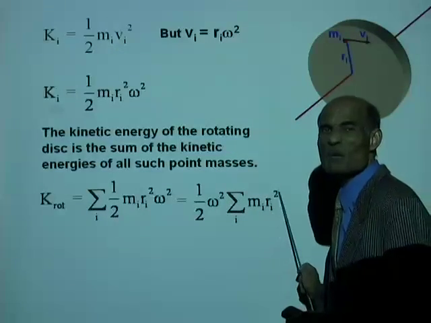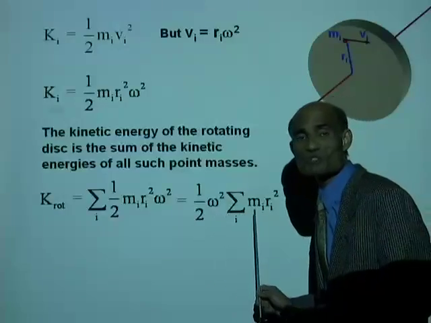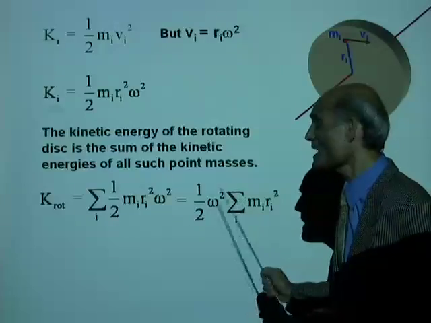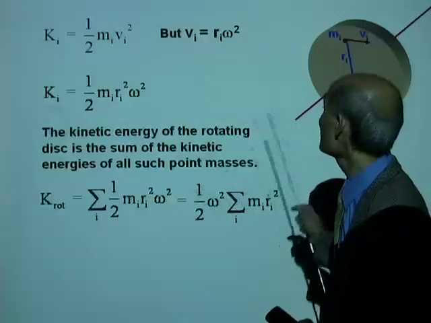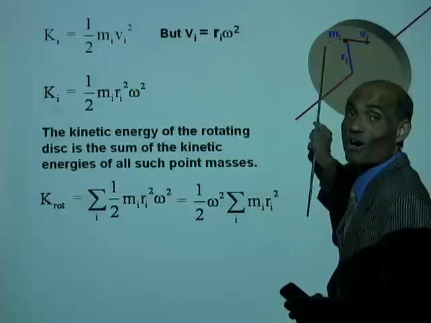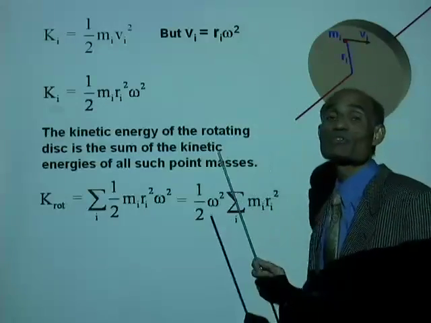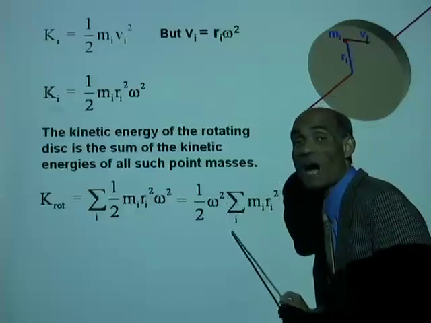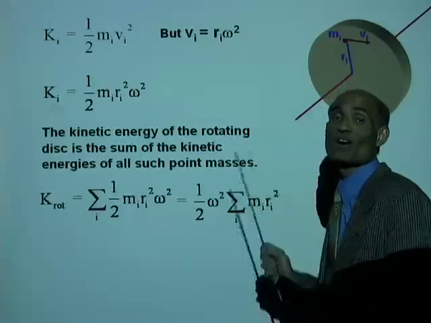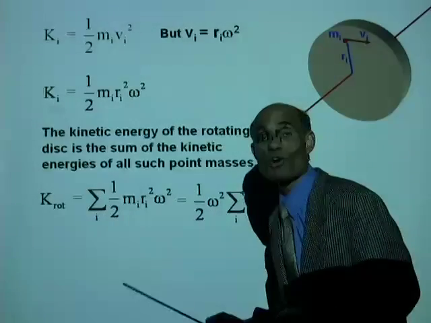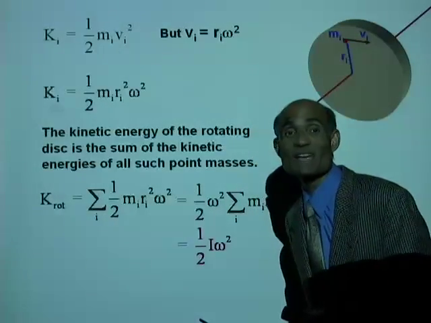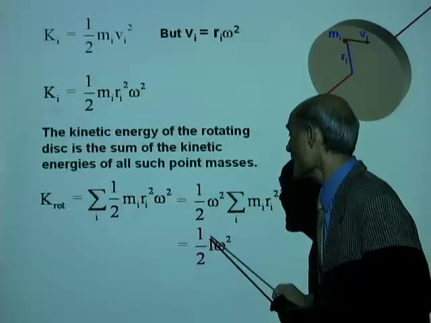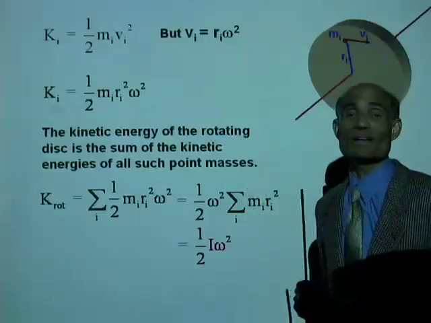What is the name of this quantity? This is a special quantity. We gave it a name. What is that name? Summation i m_i r_i squared is the moment of inertia of the rotating disk about an axis through its center of mass. So this is I, the moment of inertia of the rotating object. Therefore, what is the equation for kinetic energy? Kinetic energy of rotation is 1/2 I omega squared.